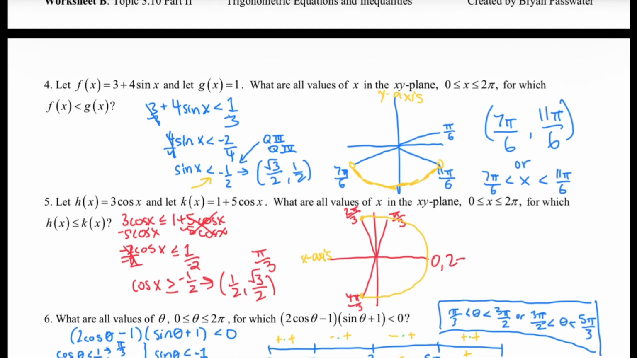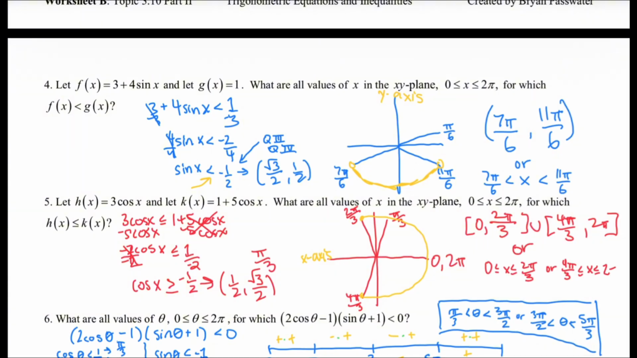So we have to start at 0 first. 0 to our first value, 2 pi over 3. And then we have 4 pi over 3 to 2 pi. Because if we just wrote 2 pi over 3 to 4 pi over 3, it would be this side right here, which is not our answer. That would be less than or equal to. So that's our answer, but you can also write it as this. And that's our answer for number 5.